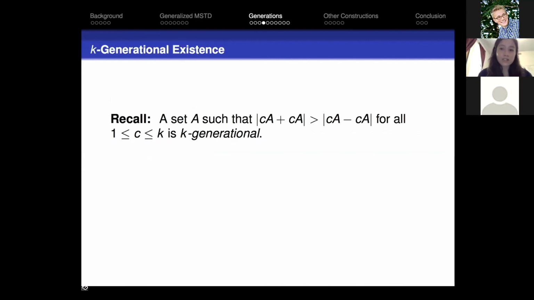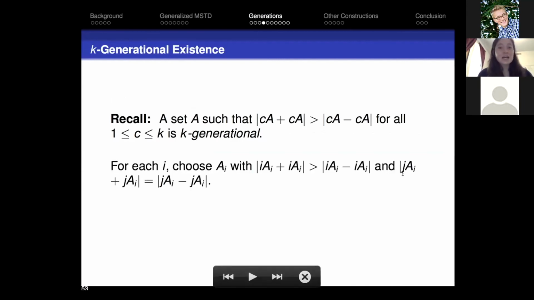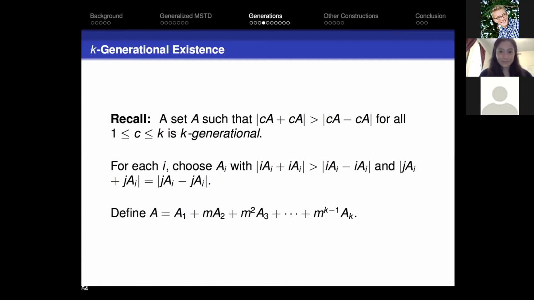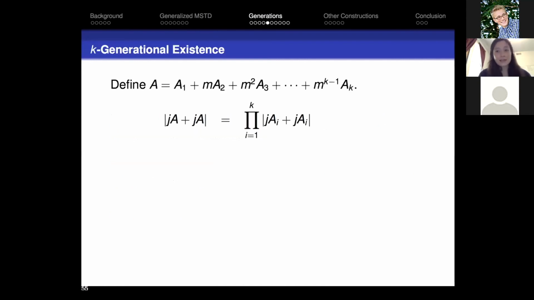So let's just quickly recall the definition of a K-generational set. To construct a set that's K-generational, we're going to need to strategically pick AIs for I between 1 and K. So for each I, we're going to choose AI such that the cardinality of IAI plus IAI is greater than the cardinality of IAI minus IAI. And then for J not equal to K, the cardinalities are the same. Then we're going to use base expansion to use these AIs to define a set A. And then with this set A, we're going to prove that this set is actually K-generational.